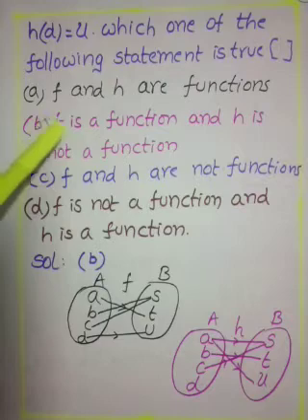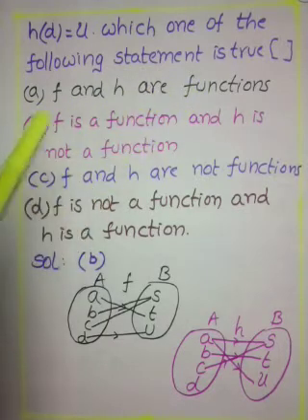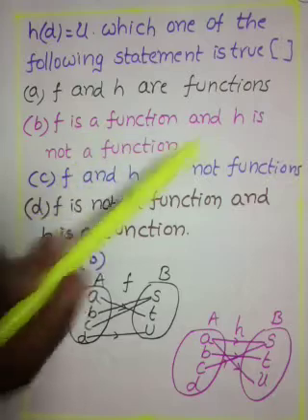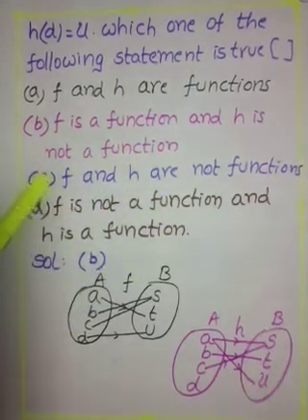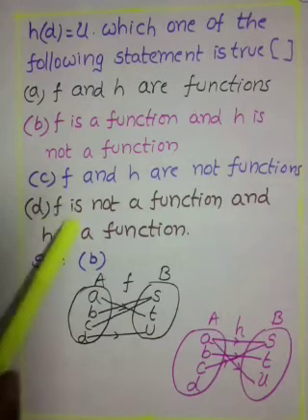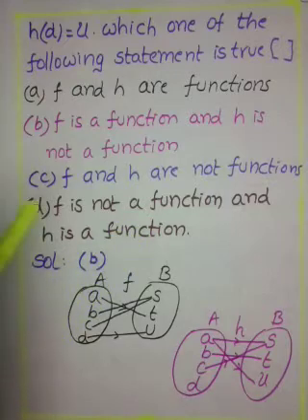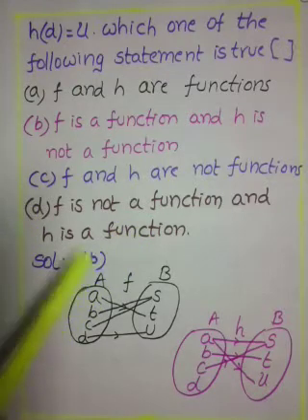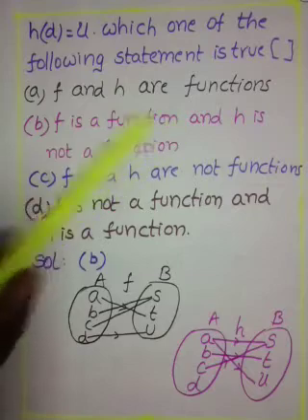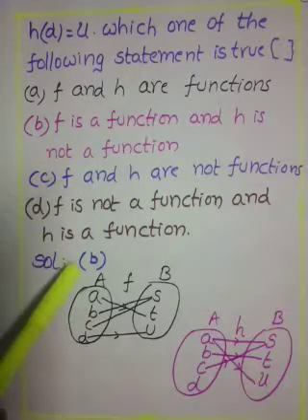Now come to the options. First option, f and h are functions. Second option, f is a function and h is not a function. Third option, f and h are not functions. And fourth option is f is not a function and h is a function. Okay, my dear children, out of these four options, the second option is correct, that is, f is a function and h is not a function. Let us see how this is the correct answer.